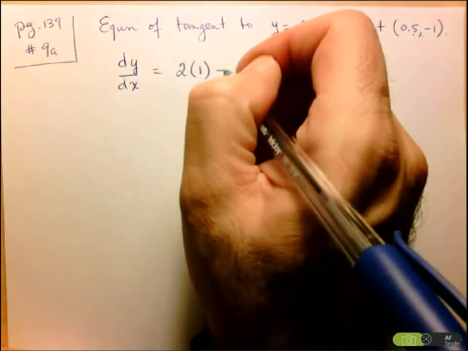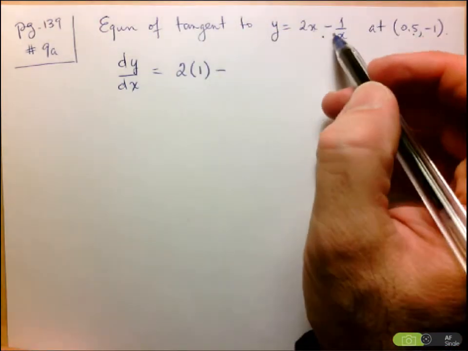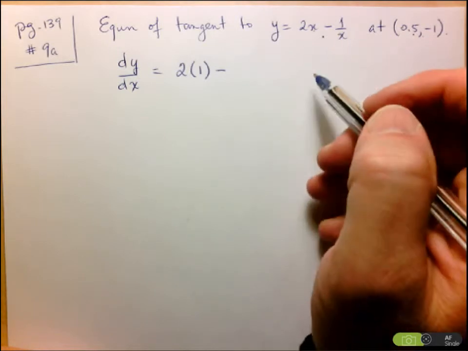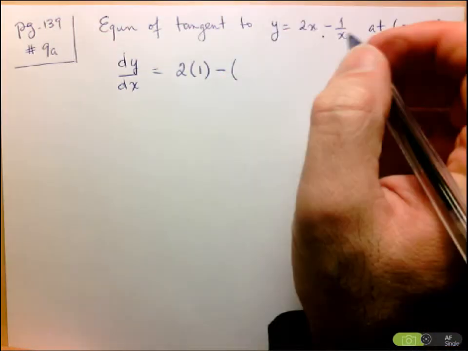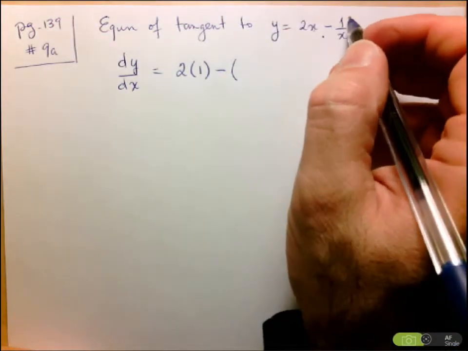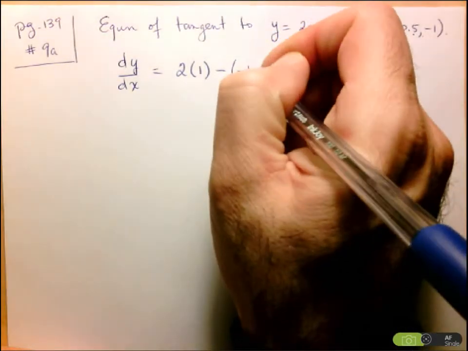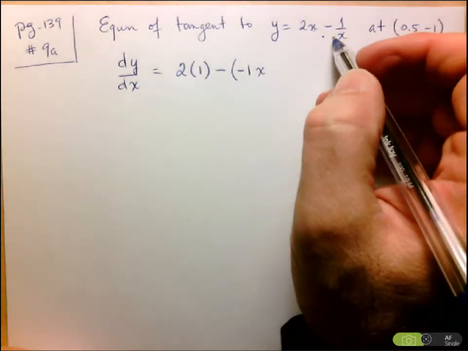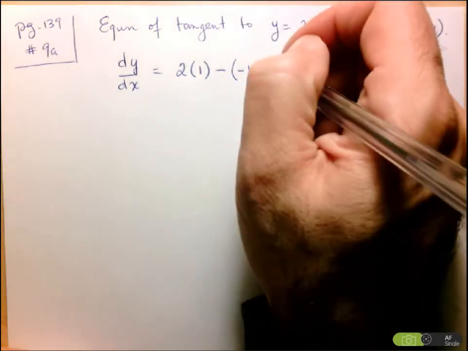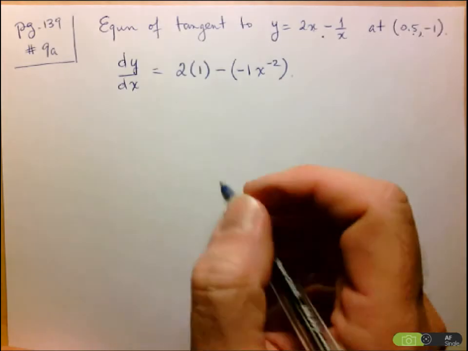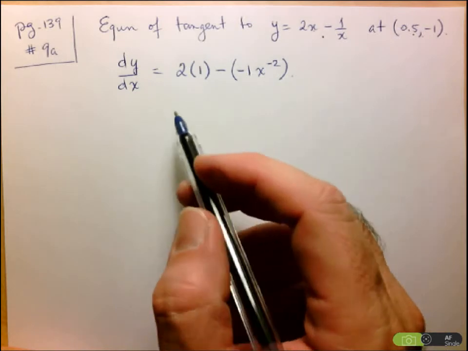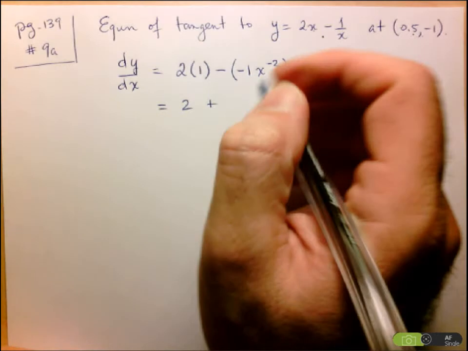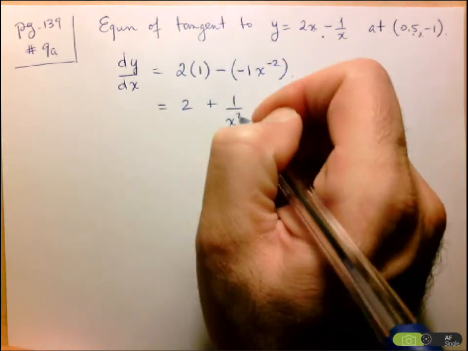Then minus, now remember here, 1 over x can be thought of as x to the negative 1. So that's what I'm taking the derivative of. So x to the negative 1: our exponent becomes our coefficient, and then the exponent goes down by 1, so negative 1 minus 1, negative 2. You'll see as I do more of these questions, I'm going to put less and less detail. So here, what do we have? We have 2 plus, and this just becomes 1 over x squared.